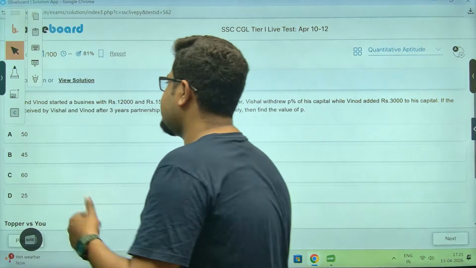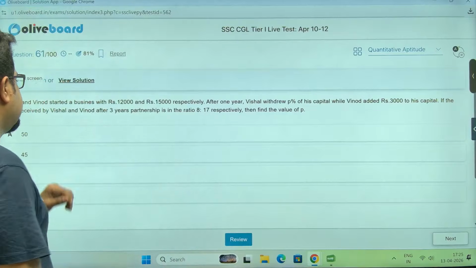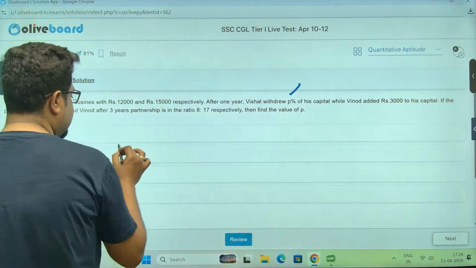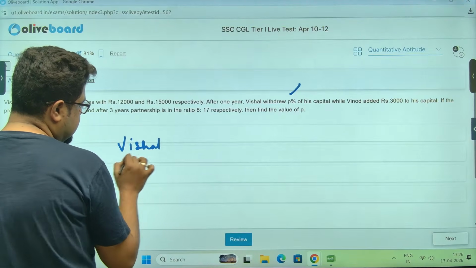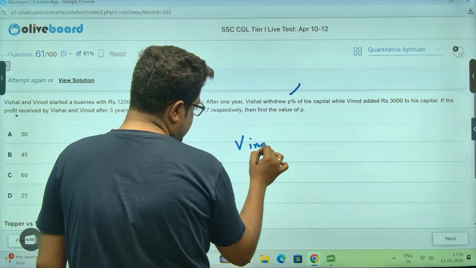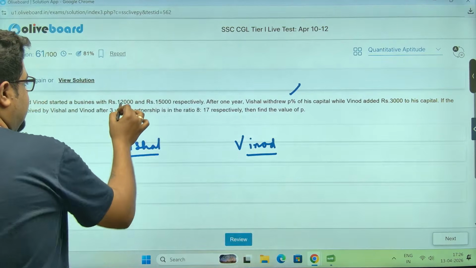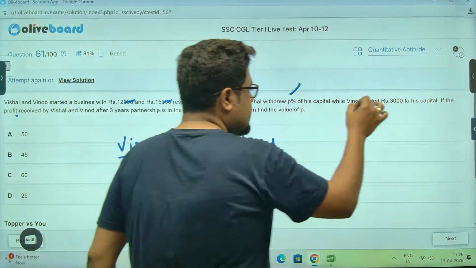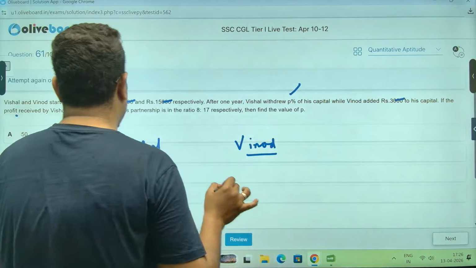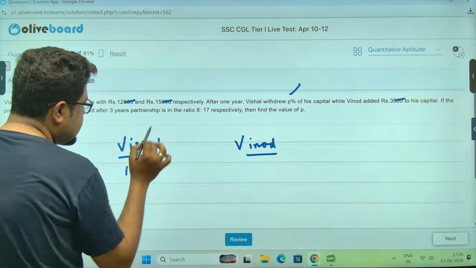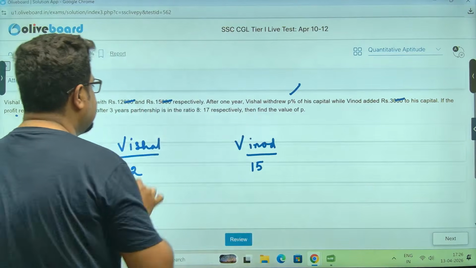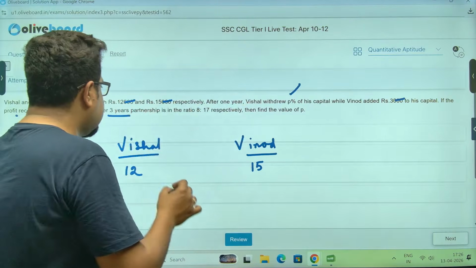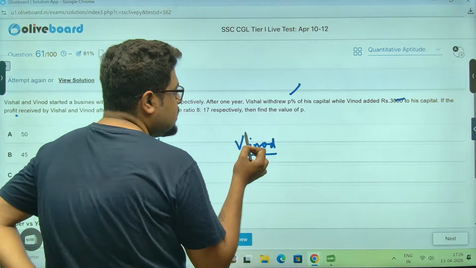Next one, please. Again, sir. Partnership. Vishal and Vinod. Achha, percentage has been given, sir. Calculate this one. Vishal, Vinod. Not 12,000, not 15,000. 12 rupees, 15 rupees. 3 rupees. Okay. So Vishal started with 12 rupees. Vinod started with 15 rupees. Now what happened? Achha, after 3 years, total 3 years. After 1 year, so this went on for the first year.